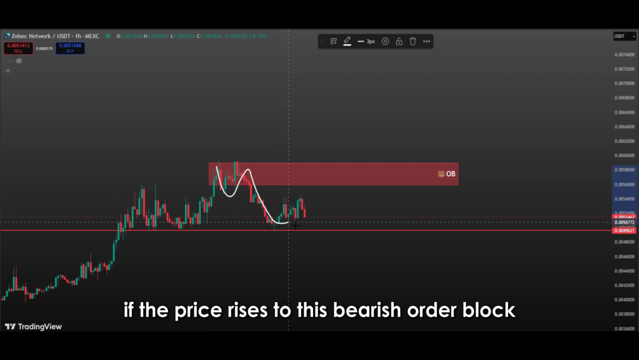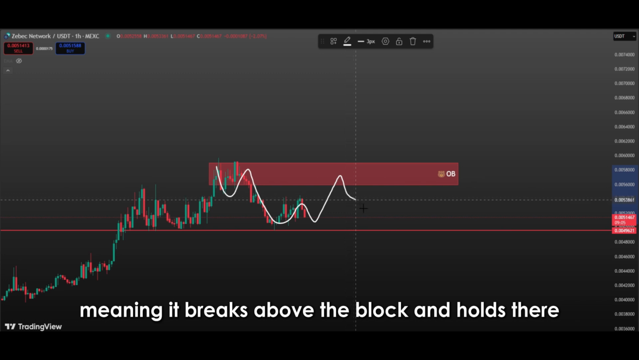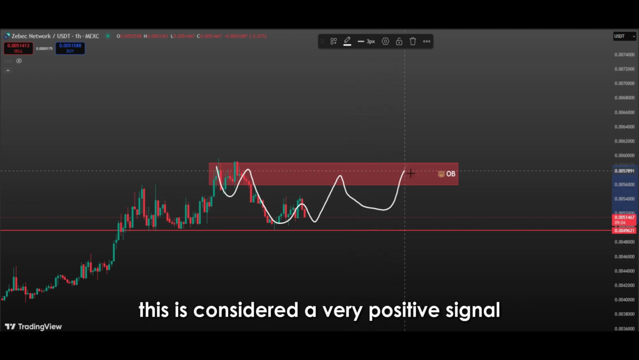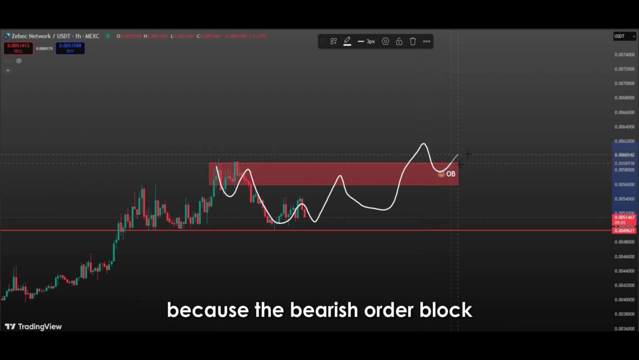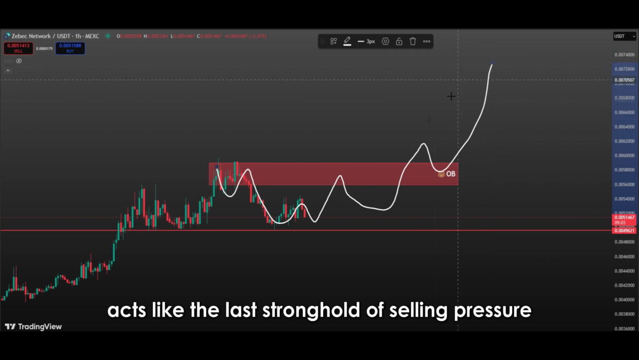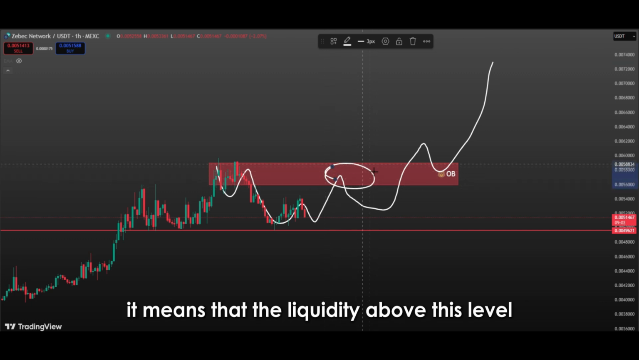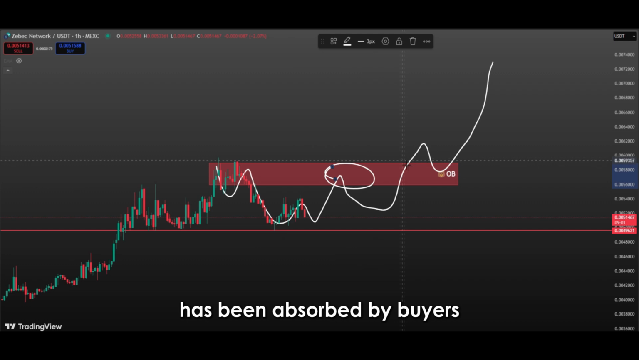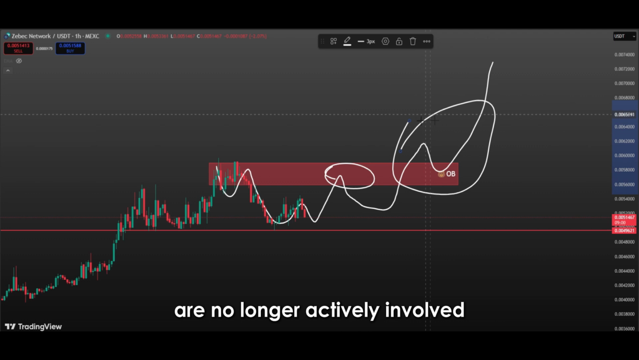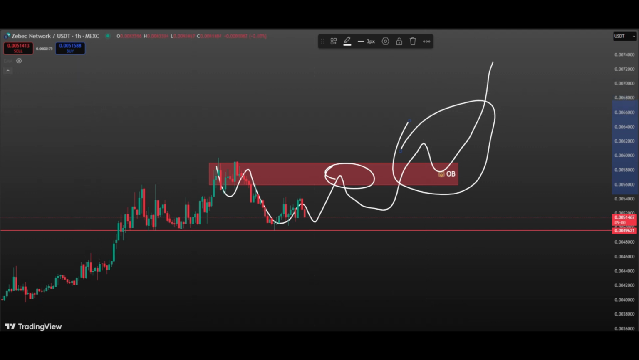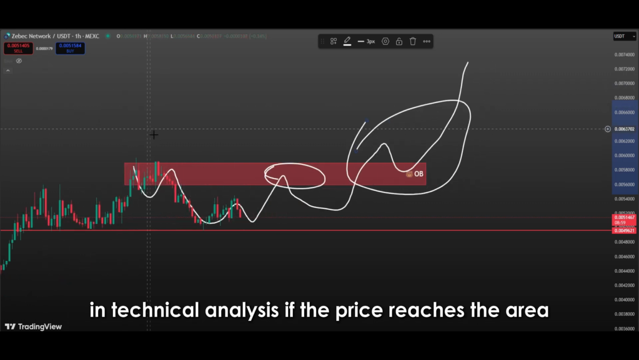If the price rises to this bearish order block and is not rejected, meaning it breaks above the block and holds there, this is considered a very positive signal for the continuation of the upward trend, because the bearish order block acts like the last stronghold of selling pressure. When the price manages to surpass this level, it means that the liquidity above this level has been absorbed by buyers, and the sellers who had previously exerted pressure are no longer actively involved or have closed their positions. This situation directly aligns with the breakout and retest concept in technical analysis.